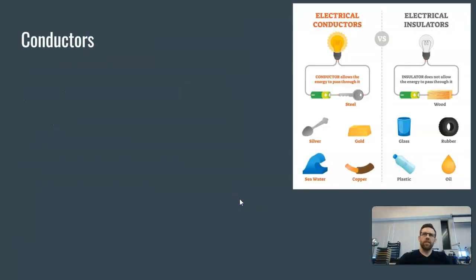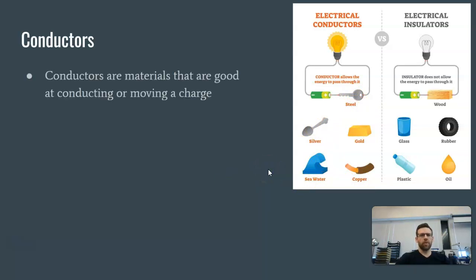Because we have these electrons and they're able to move, that's how we get charge. When electrons actually move, that can lead to an electrical current. There are some objects that are really good conductors of electricity: steel, silver, gold, even seawater and copper. Conductors are able to move a charge really well. They often have a free electron. When you look at those orbits around the nucleus of an atom, there's usually one electron that's just free and able to move, and that usually means that object will be a good conductor.